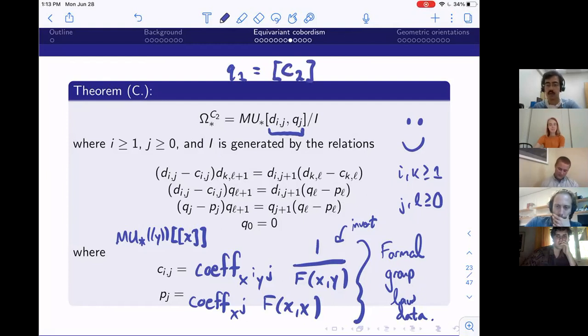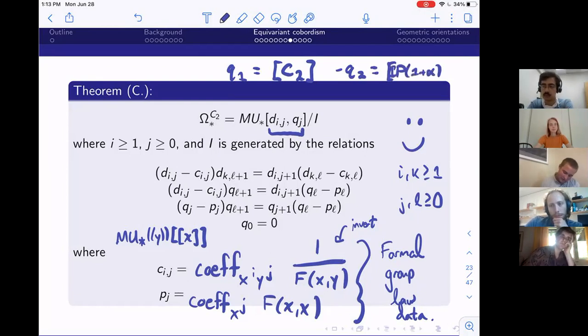Okay. And for instance, another interesting example is that if I look at minus Q2, this is the class of the projective space CP of 1 plus alpha. So this is the space. Right. And so then the question is, what is the pattern? And well, I don't know. The pattern seems complicated.